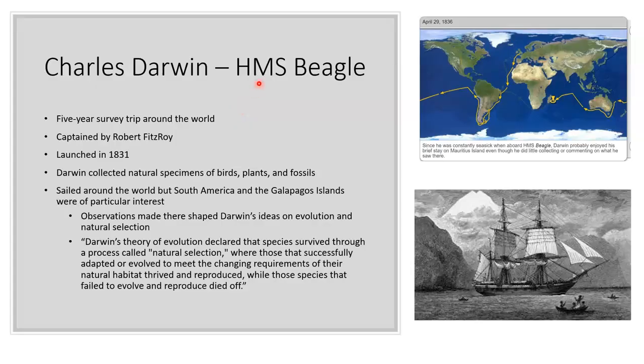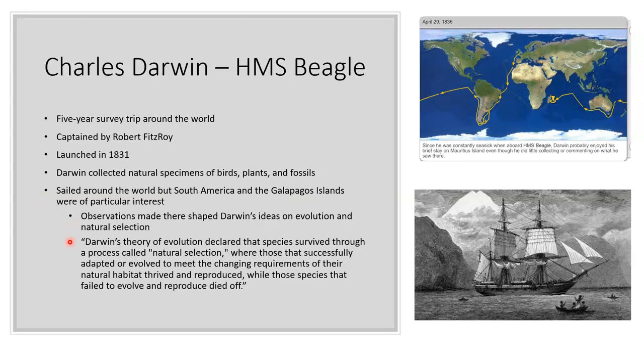The HMS Beagle, that is Darwin's ship. Darwin went on a 5-year survey trip around the world. The ship was captained by Robert Fitzroy. It launched in 1831. Darwin collected natural specimens of birds, plants, and fossils. He sailed around the world, but South America and the Galapagos Islands were of particular interest to Darwin. Observations made there in the Galapagos Islands shaped Darwin's ideas on evolution and natural selection.